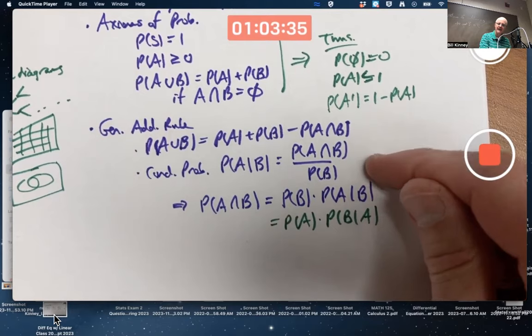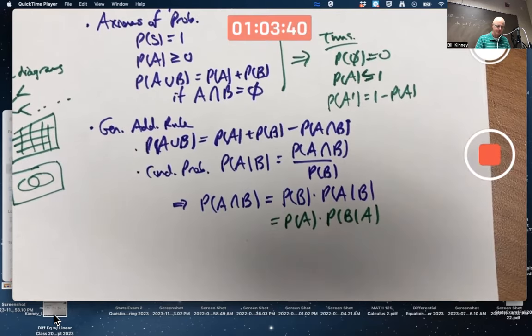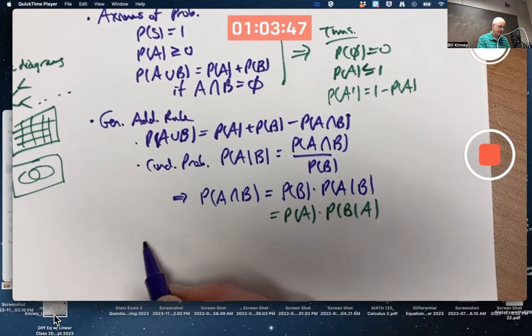Even though this formula would not give that to you directly, there would be a similar formula that would give it to you. But it's got to be true by symmetry in our symbols. That's the general multiplication rule.